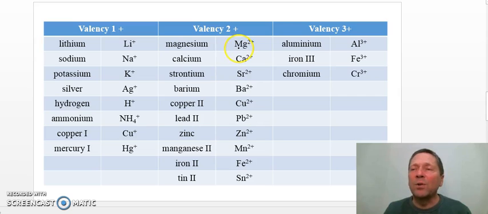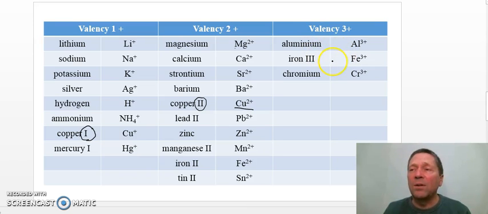It is possible for an atom to lose more than one electron, and then we'll have a double charged ion. This one is magnesium, calcium is 2+, strontium, barium, copper 2. Now, some of these elements have more than one kind of ion. So here's copper 1, okay, that just means a single positive charge. If it's called copper 2, then it's a double plus. Lead 2 has got 2+, zinc has got 2+, manganese is 2+, iron 2 is 2+, and tin 2 is 2+. You can also get 3+ ions.